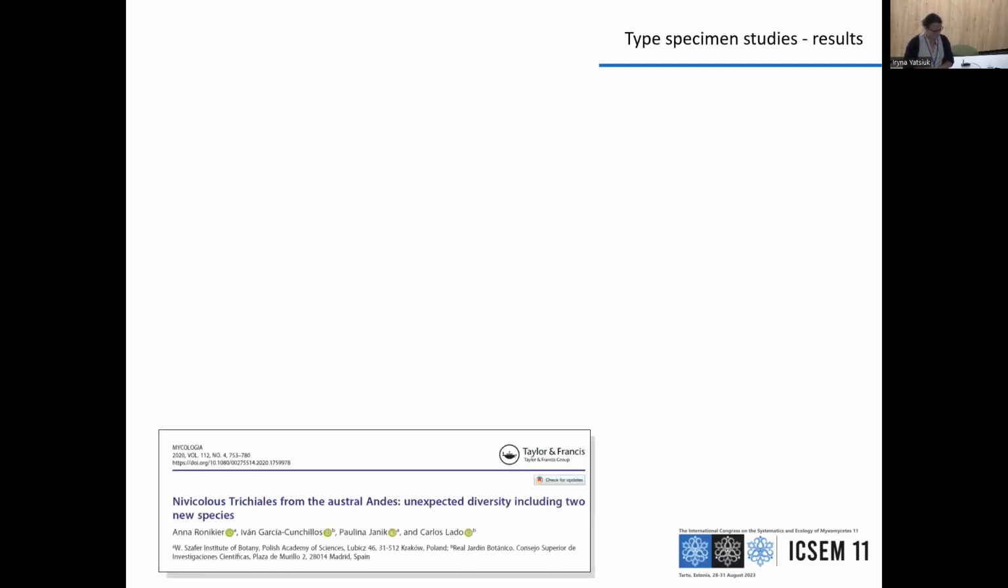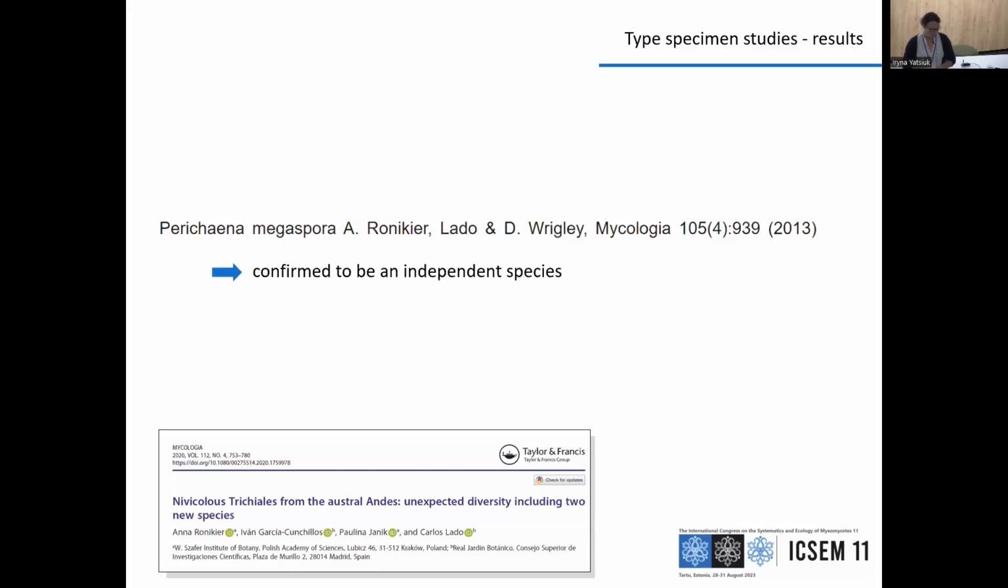And now I'm going to show you some of our results. Together with Carlos Lado and Ivan Garcia Cunchillos, we studied nivicolous myxomycetes from the Andes. And apart from the description of two new species, we also confirmed that Perichaena megaspora is an independent species. Perichaena megaspora was described based exclusively on morphological characters a few years before. By the way, now its name is Guglielmina megaspora, which was changed also by Ivan Garcia Cunchillos from the team of Carlos Lado.